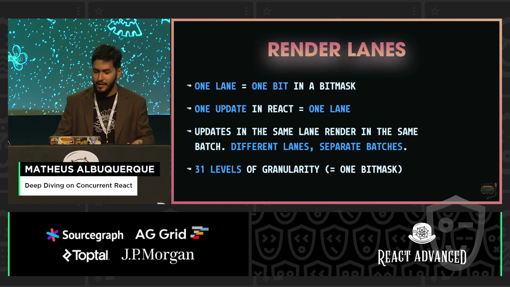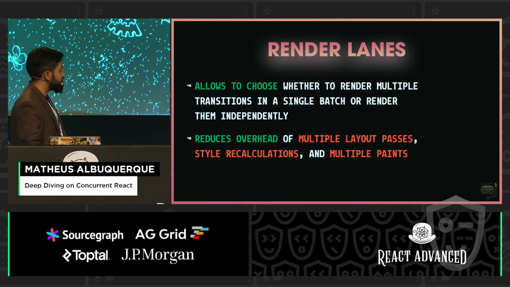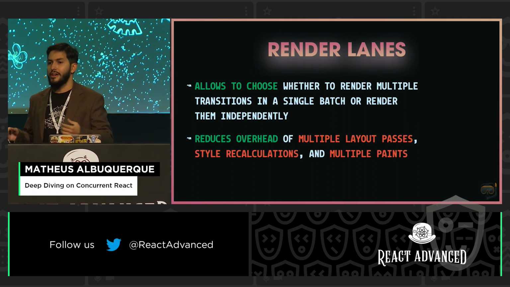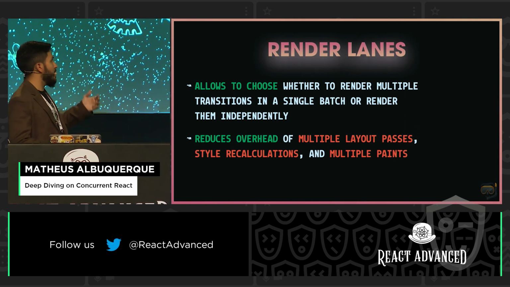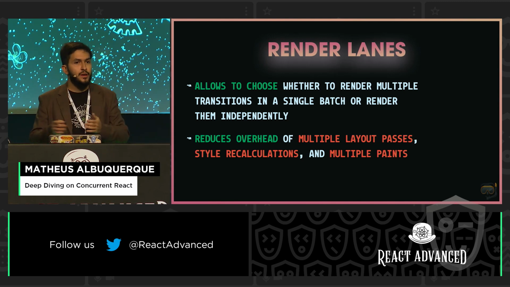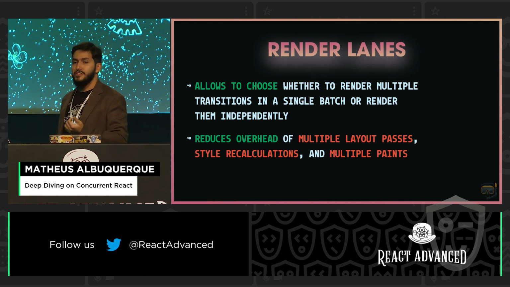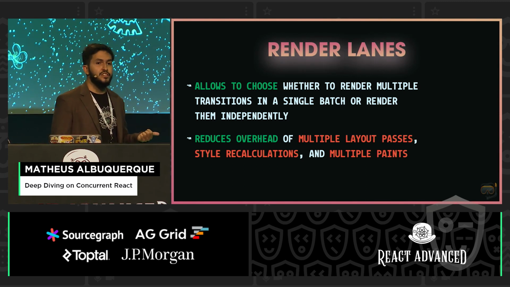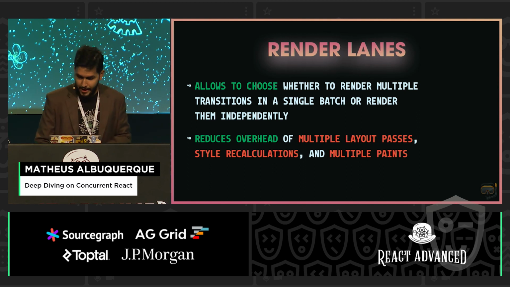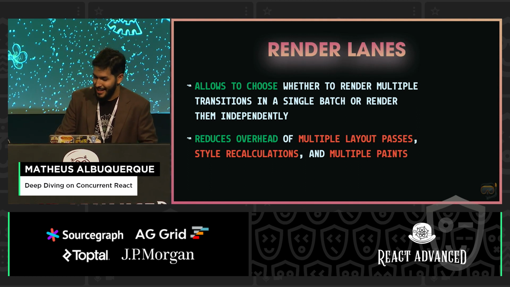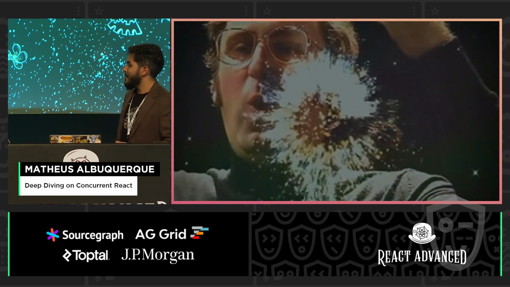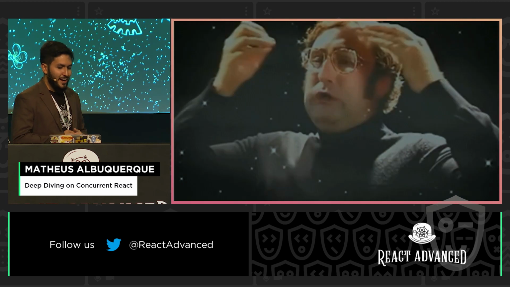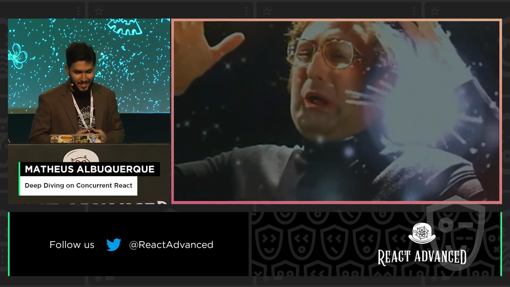And the other amazing thing is that they allow React to choose whether to run multiple transitions in a single batch or in separate batches. And this whole thing reduces the overhead of having multiple layout passes, multiple style recalculations, and multiple paints in the browser. It was a lot, right? And I myself, when I went through some of these concepts, was really, really mind blown. For me, it was all amazing and really interesting.